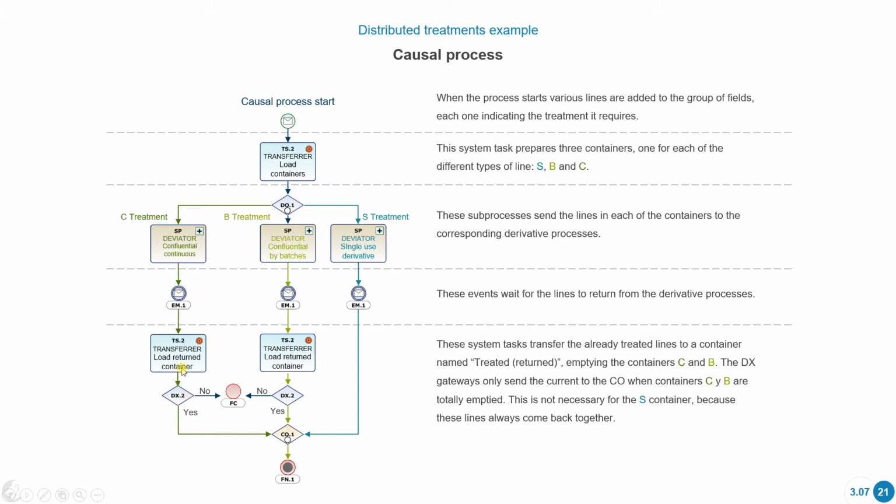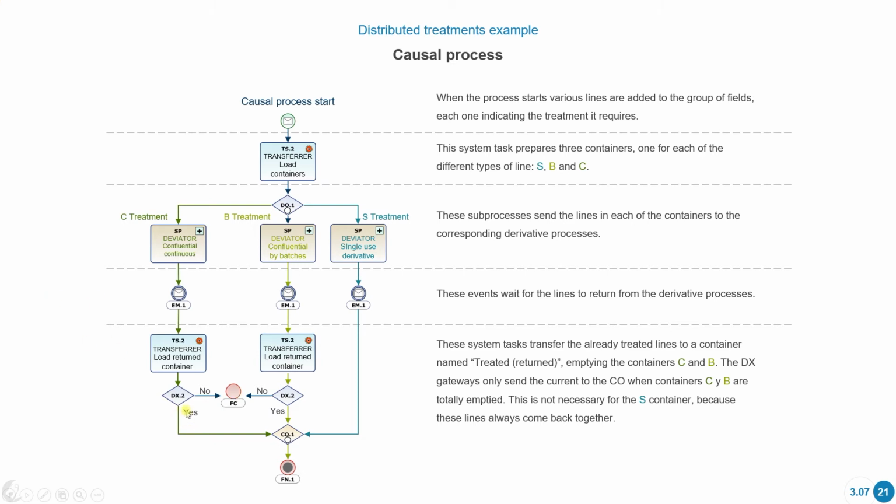So, have we already processed all the lines in the container C? If we have, the flow could continue this way, and it could wait in the CO. If we haven't, then the flow would just stop here. That's all that's going to happen. We're going to stop the flow there.